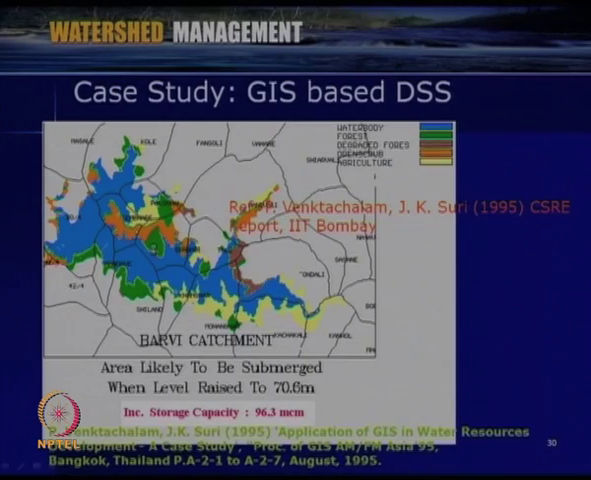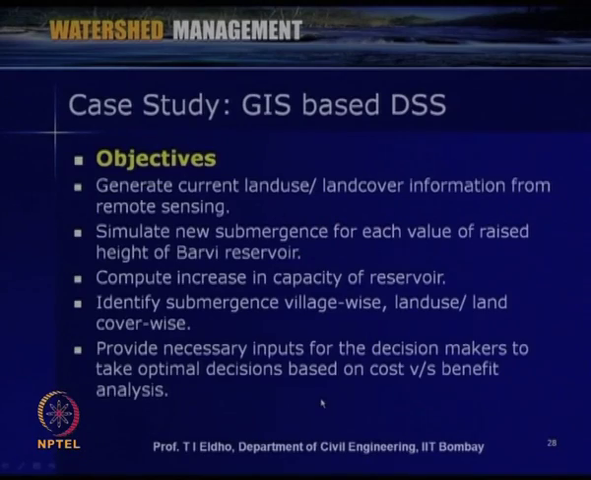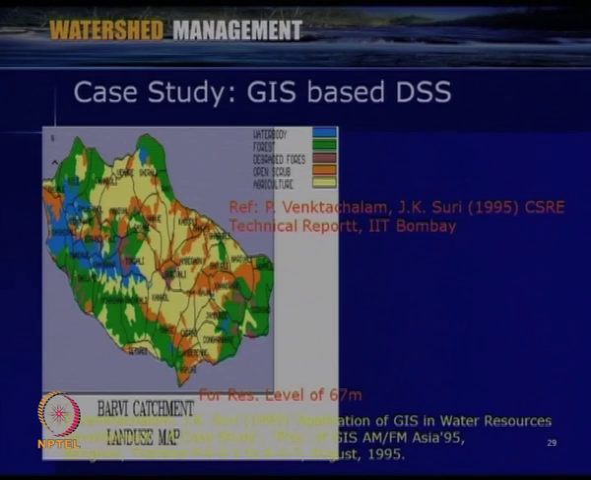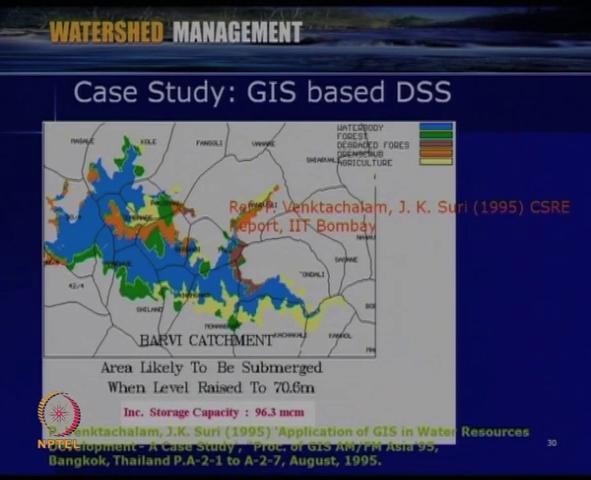So, you can see that corresponding to this, so much area will be flooded, and then the corresponding storage is increased to 96.3 million cubic meter. So, correspondingly the increase will be this much in the storage capacity.